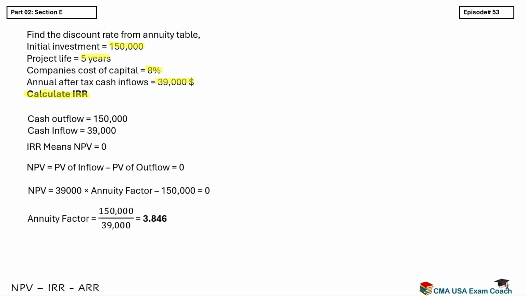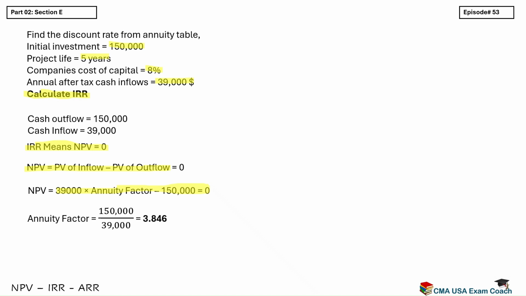Step 1. Recall the definition. IRR is the discount rate at which NPV equals zero. Step 2. Write the NPV formula. NPV equals PV of inflows minus PV of outflow. Since NPV equals zero for IRR, we have 39,000 multiplied by annuity factor minus 150,000 equals zero.